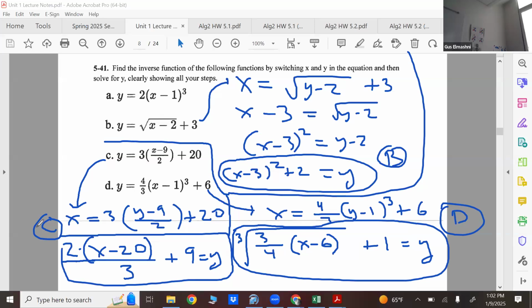Subtract the 6 first. But divide by 4/3, no, different, by 3/4. Same thing. Correct. Questions here? Are you doing okay?